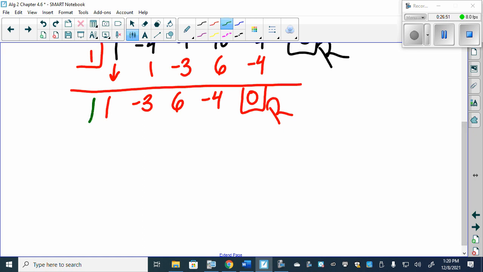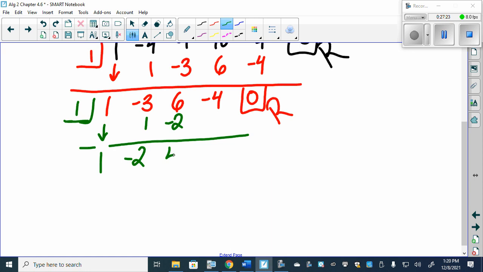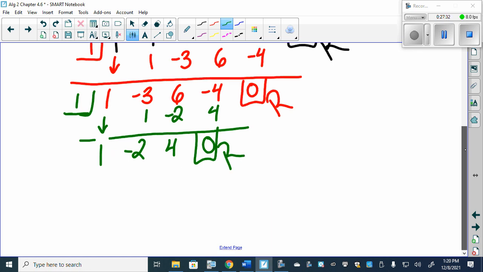And last but not least, we're going to do this again with 1. And we'll multiply again with 1. 1 times 1 gives us 1. Negative 3 plus 1 is negative 2. 1 times negative 2 is negative 2. 6 plus negative 2 is 4. 1 times 4 is 4. And negative 4 plus 4 is 0, which gives us our remainder.